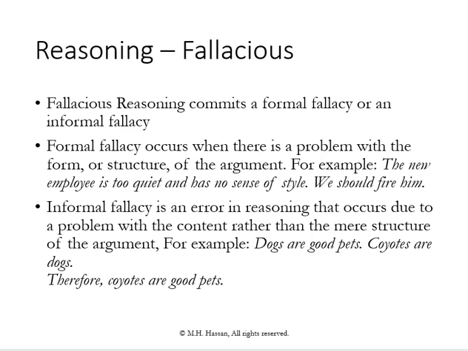Fallacious reasoning commits a formal fallacy or an informal fallacy. A formal fallacy occurs when there is a problem with the form or structure of the argument. For example, the new employee is too quiet and has no sense of style. We should fire him. An informal fallacy is an error in reasoning that occurs due to a problem with the content rather than the mere structure of the argument. For example, dogs are good pets. Coyotes are dogs. Therefore, coyotes are good pets. And this is again false.